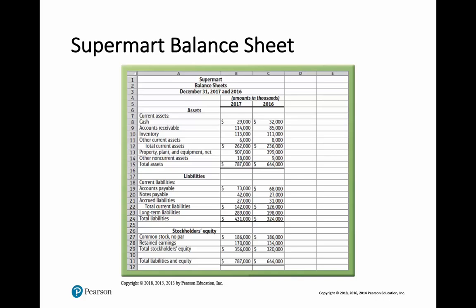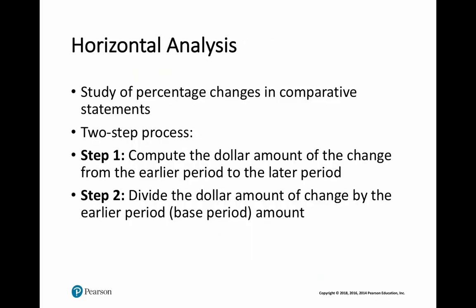We also have the balance sheet information. So we have total assets, total liabilities, and then total stockholders' equity of the Supermart company. We have the two years side by side. That's basically our setup for the information here. We want to have two years of comparative data, or however many years of comparative data.